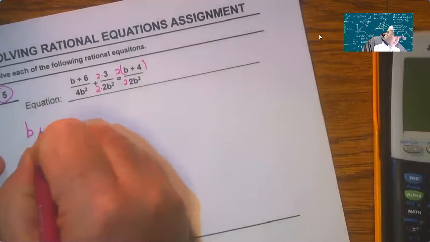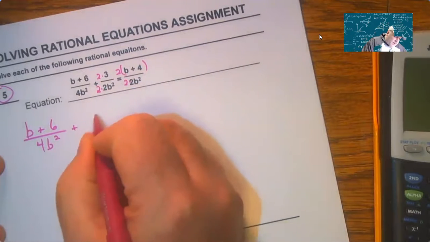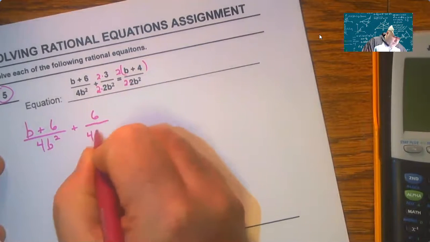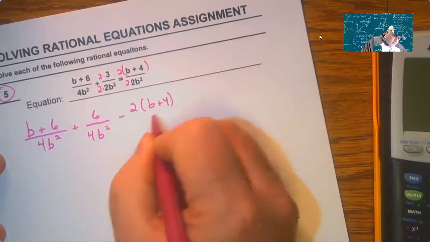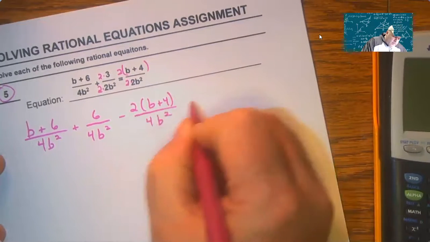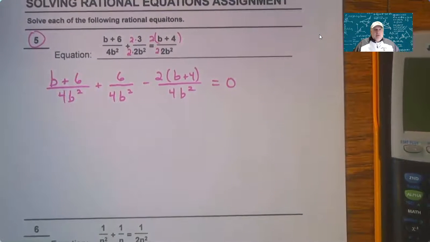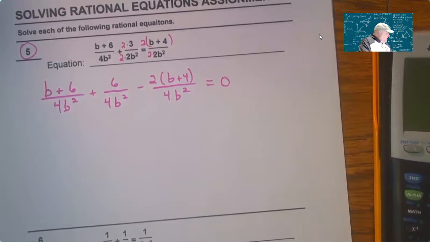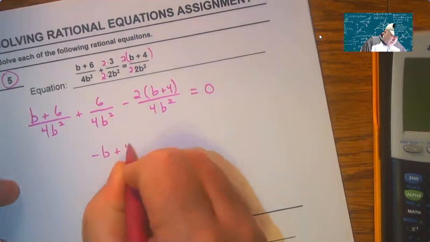So before you take everything to one side, that 2 times 3 will be 6 on the top. And then we have to subtract 2 times b plus 4 over 4b squared. So we were missing a 2 in the top and bottom. Now, again, we want to combine all of our terms in the top, and so do this correctly. And you should get negative b plus 4. So 12. So this is where you have to be really careful.